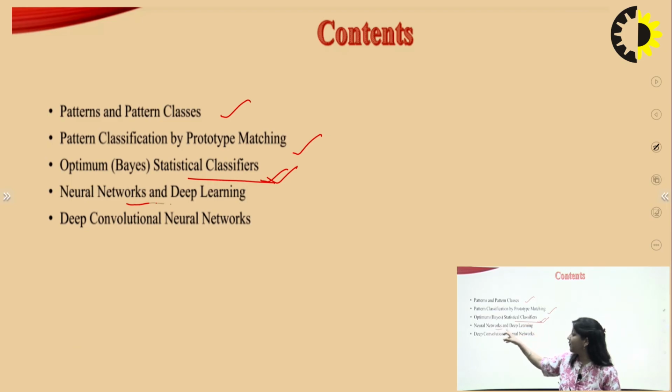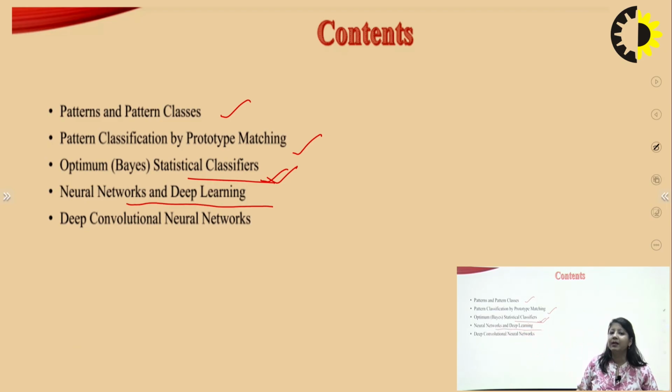Then we also have the neural network and deep learning. So this is a training of the machine, so that we can apply the most suitable method, the deep learning method, so that we can accurately match the features of the image and accurately classify the image. Then deep convolutional neural network for classification of the image. So this is all we have to learn in this unit.